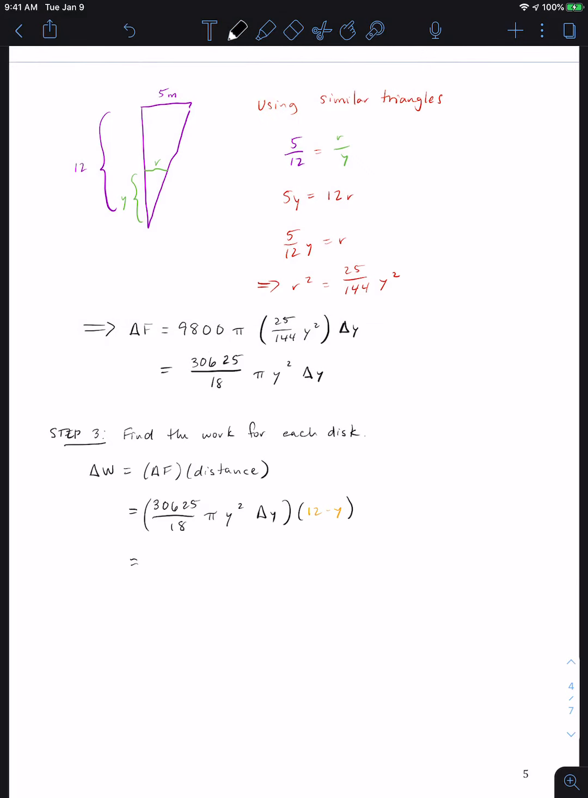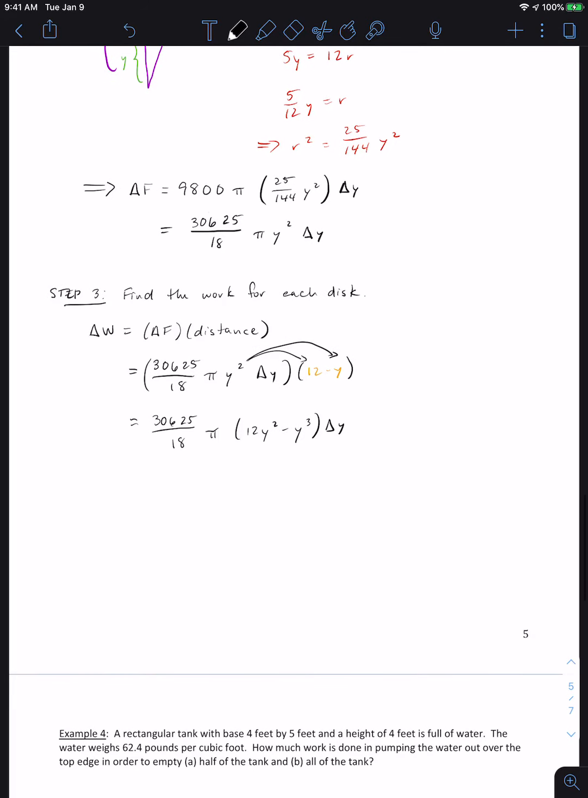So I'm going to end up integrating this delta w, so I should get all my y's together and get my constants out front. In other words, I'm going to distribute this y here. So I get 30625 over 18 pi, and then I get 12y squared minus y cubed times delta y.